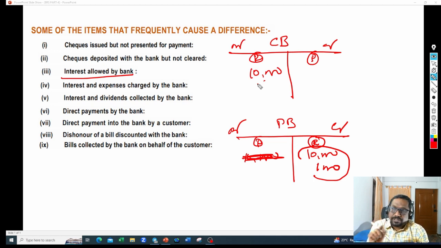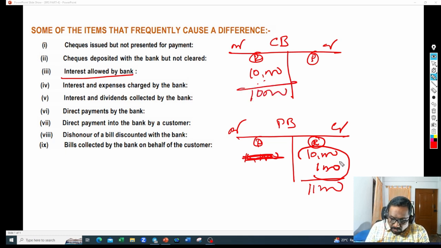That is the underlying point. Every time we say this is not debited, that is not credited, the assumption behind that is that before preparing the reconciliation, this information was not given to us. So obviously what will happen? My bank balance will be showing 11,000 and my cash balance will be showing 10,000. Why the difference? Because this 1,000 rupees interest allowed by the bank was credited in my bank account but not informed to me. Since it was not informed to me, I did not debit it in my books, because of which there is a difference.